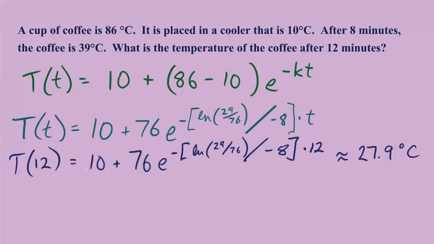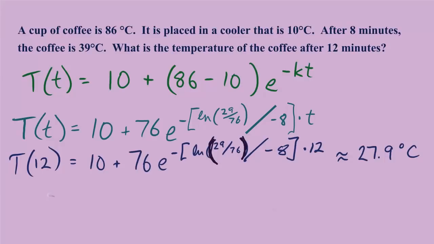You may have a calculator where you are comfortable entering this entire expression in, but what I like to do, actually exactly what I did for this problem, was I did natural log of 29 over 76. Make sure that your natural log is on the fraction, so you might have to use parentheses there. I kept that final value in my calculator and then did divided by -8. I kept that entire value in and just did times 12, and then e to the power of negative that answer, and then multiply by 76, and lastly add 10.